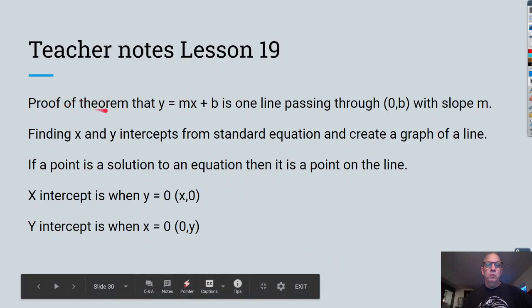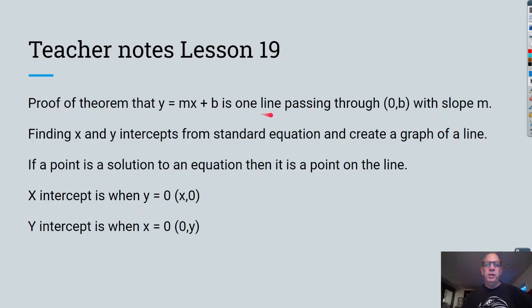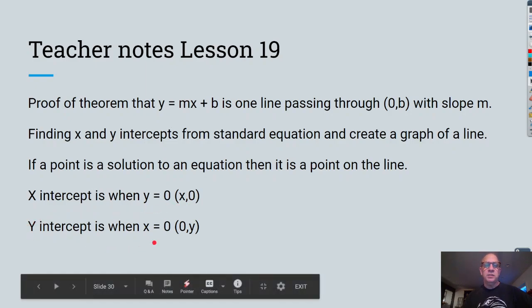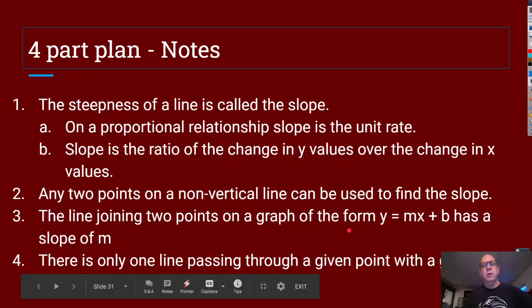Today we're going to prove the theorem that y equals mx plus b is one line passing through (0, b) with the slope m. We will find x and y intercepts from the standard equation and create a graph of a line. If a point is a solution to an equation, then it is a point on the line. The x-intercept is when y equals 0, or (x, 0), and the y-intercept is when x equals 0, or (0, y). So this is the end of our 4-point plan.